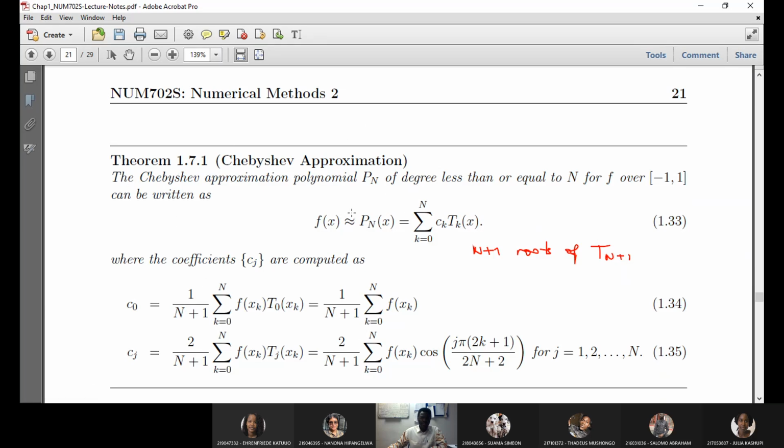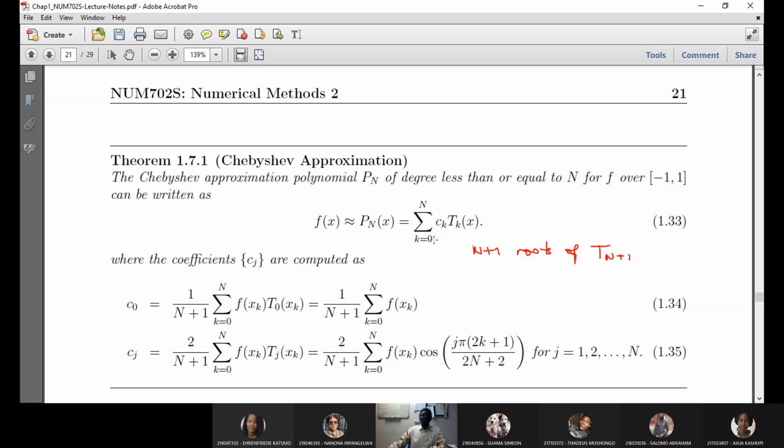where we are trying to fit a polynomial expanded as a linear combination of the basis. The Chebyshev approximation, meaning that the basis is formed by the Chebyshev polynomials. So if we take the n plus 1 roots of, because here you can see that we have a total of n plus 1.